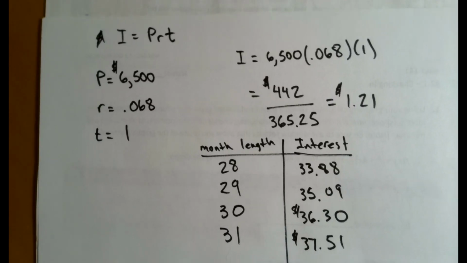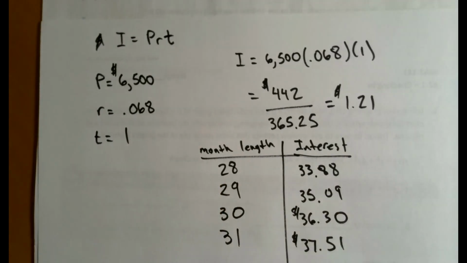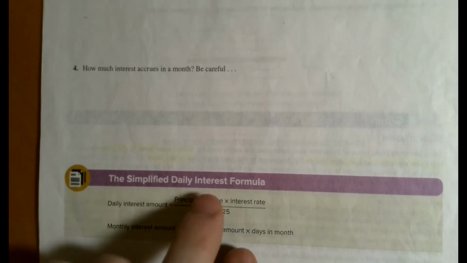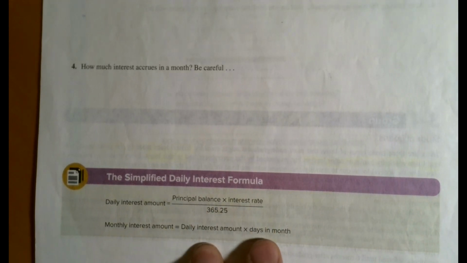So, depending upon the length of the month, this is how much interest we'd be charged for that month if we use the daily average interest. Here's a simplified formula: you take the principal times the interest rate, divide by 365.25, and then multiply by the number of days in that month.